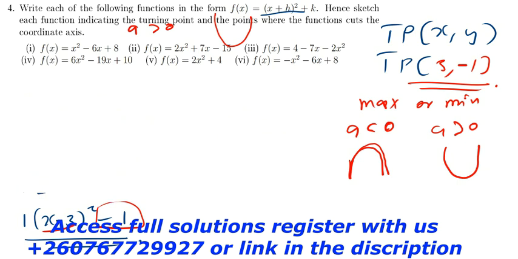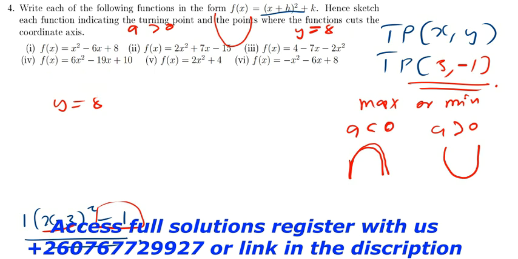After doing this, find the y-intercept. To find the y-intercept, equate x equal to 0. So I'll say 0 squared minus 6 times 0 plus 8. So y is equal to 8. That is my y-intercept. In short, the y-intercept is the number that doesn't have x, in simple terms.